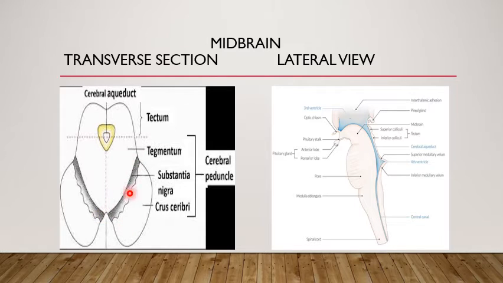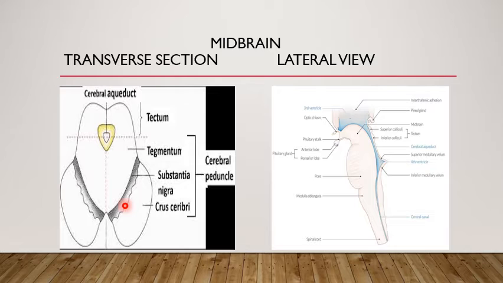Next you can see this is the substantia nigra that we had talked about. This is a thin layer, you can see this, it's deeply staining gray matter, and the neurons contain a pigment called neuromelanin.